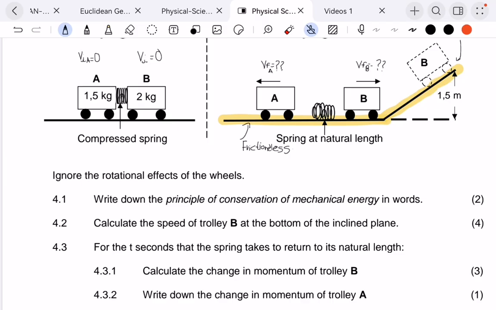So what this law says is that the total mechanical energy of an isolated system is conserved. So we can write it down. The total mechanical energy of an isolated system is conserved.